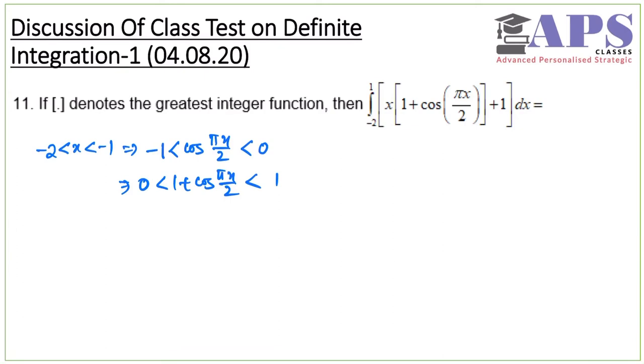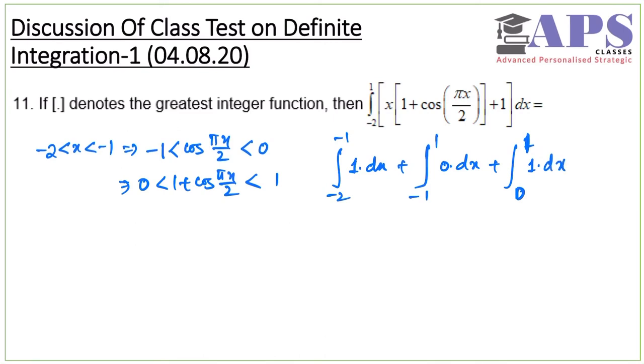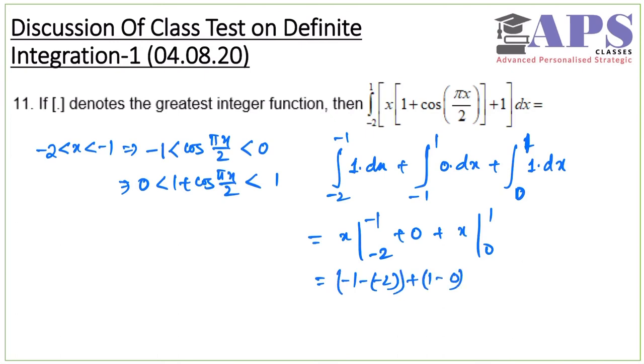Similarly, we can check the other part also. So here, let us do it. Minus 2 to minus 1, value of the whole function will become 1 dx, plus minus 1 to plus 1. Similarly, we can check the whole function will become 0 because it is box, and then 0 to 1 is next, you will get 1 dx again. So this is simple now. x from minus 2 to minus 1, plus 0, plus x from 0 to 1. So this is giving us minus 1 minus minus 2 plus 1 minus 0. So that is 2. So this is an integer type question, so 2 is the correct answer.